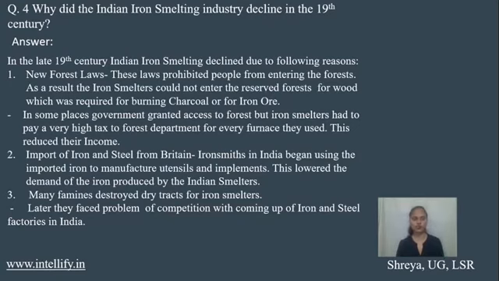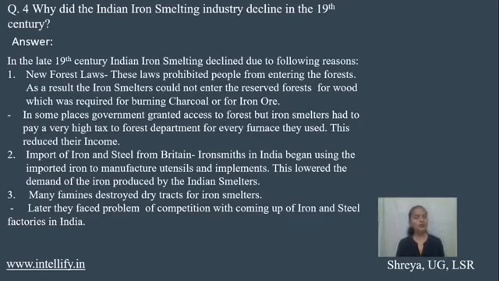The second important reason was that in the 19th century, there was import of iron and steel from Britain. It started, and because of this, the ironsmiths in India started using this imported iron, instead of using the local iron ore made by the Indian smelters. Because of this, the demand for the iron produced by the Indian smelters declined.